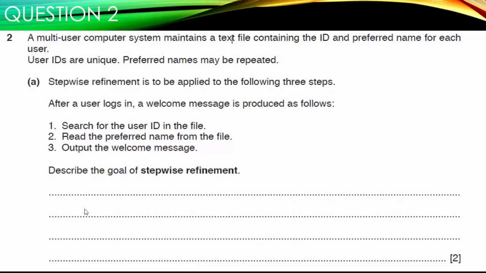None of this information is needed to answer number 2, letter A. You do not need any of this information. They're asking you, do you know what stepwise refinement is? And you'll notice it's 2 marks, so they're looking for 2 things here.